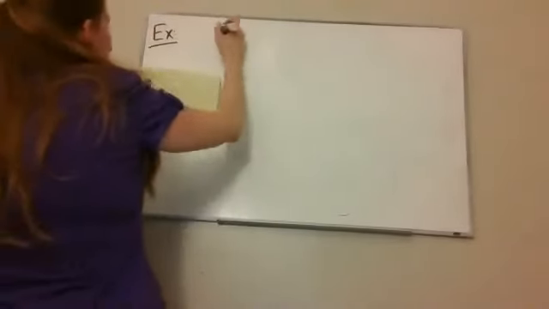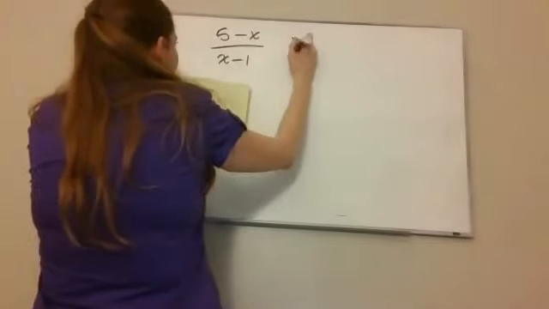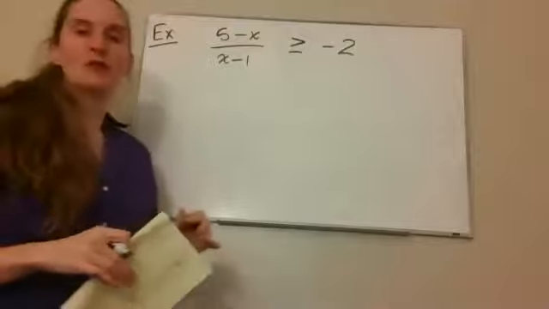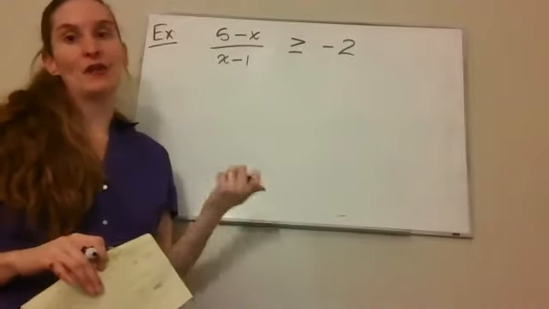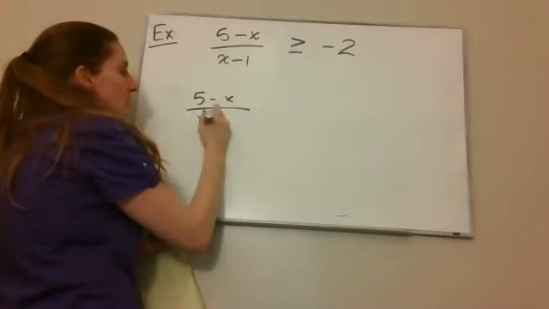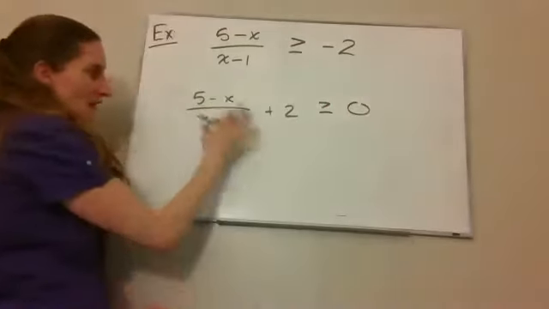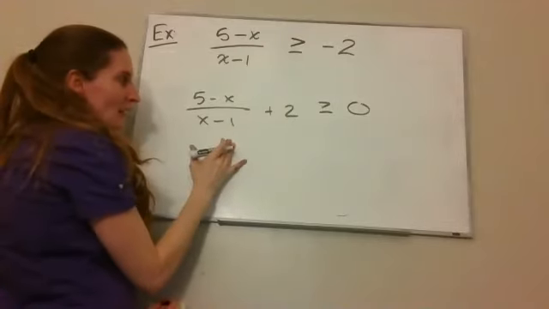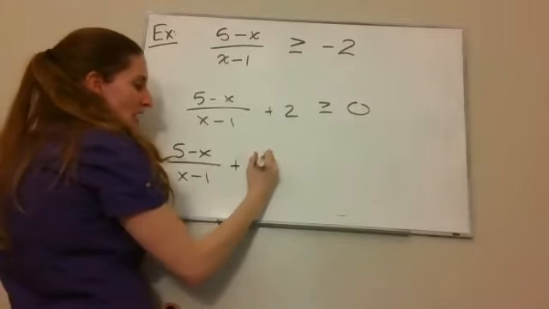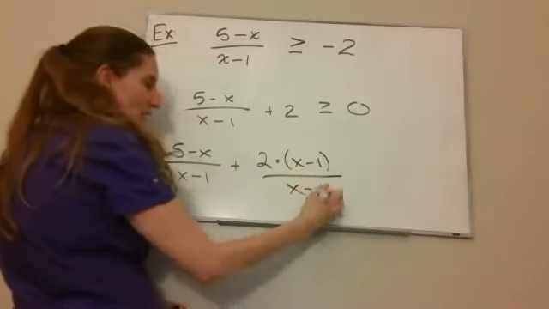right here. I have 5 minus x over x minus 1 is greater than or equal to -2. And the first thing we want to do is move everything to one side, so we have it with a 0 on one side. So I'm going to add 2 over to the left side. Well, this is kind of a hot mess right now, so I'm going to write it so I have a common denominator. I do that by taking my 2 and multiplying it by x minus 1 over x minus 1.